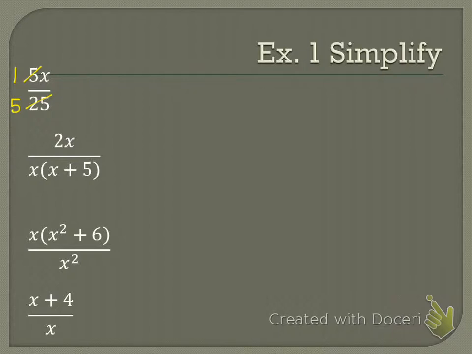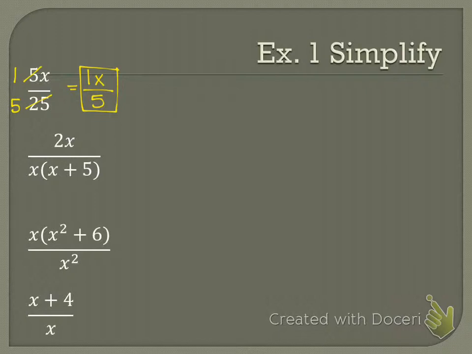Now I'm going to look at the x and ask myself, is there another x for this x to cancel with? No, there's not. So it stays right where it is, and my answer is 1x over 5. If you would have just written x over 5, that's okay also. You don't have to write that 1. That would be my answer. All we're doing is just reducing fractions.